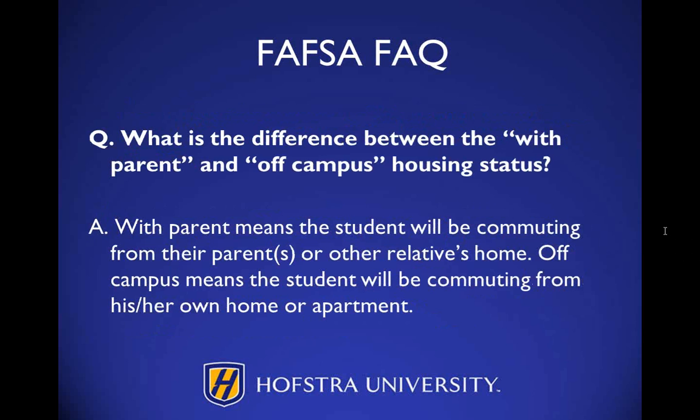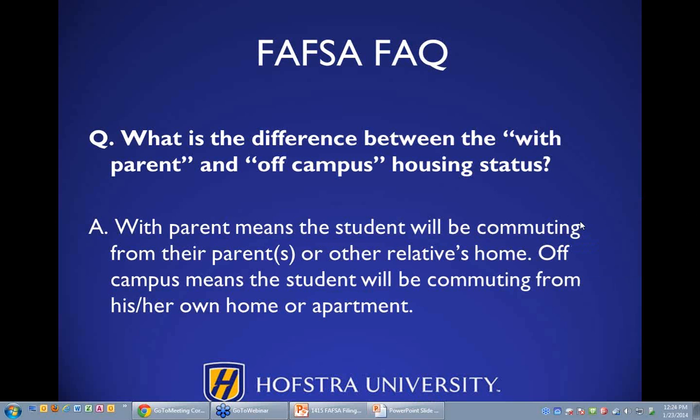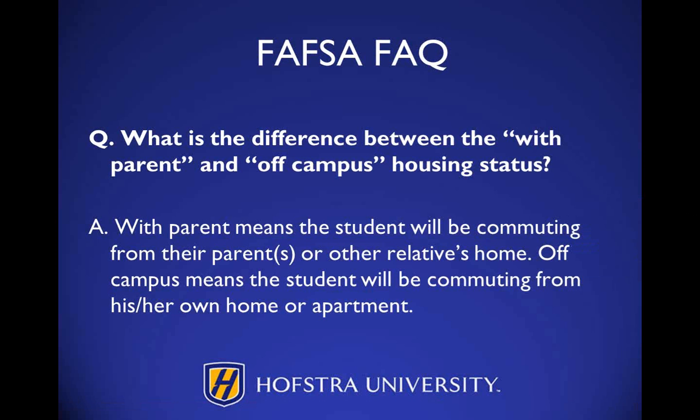What is the difference between with parent and off-campus housing status? With parent means the students will be commuting from their parents' or other relatives' home. Off-campus means the student will be commuting from his or her own home or apartment.